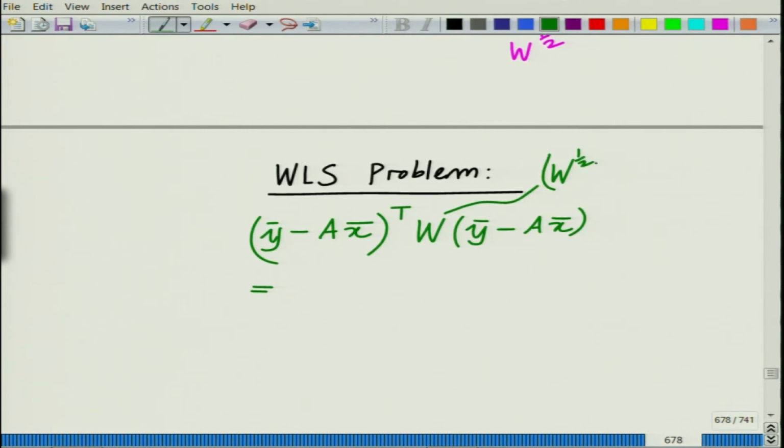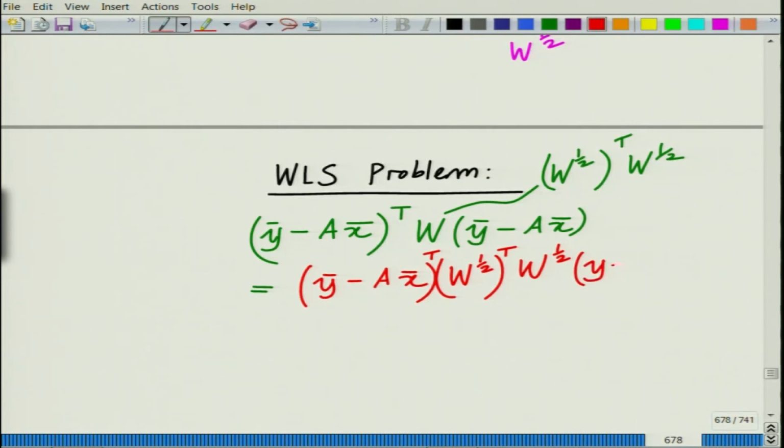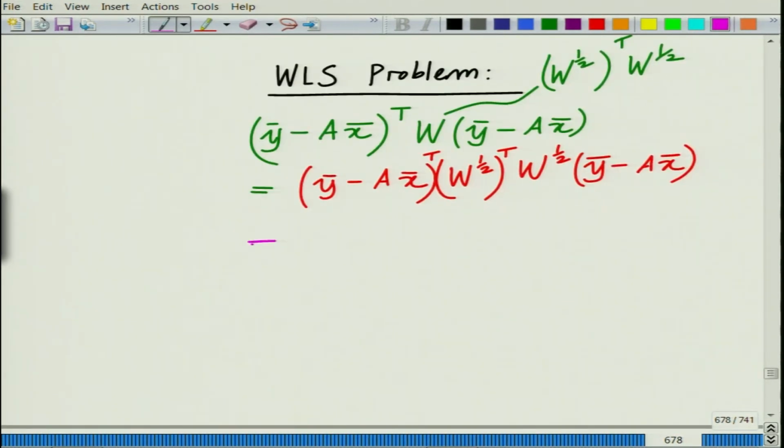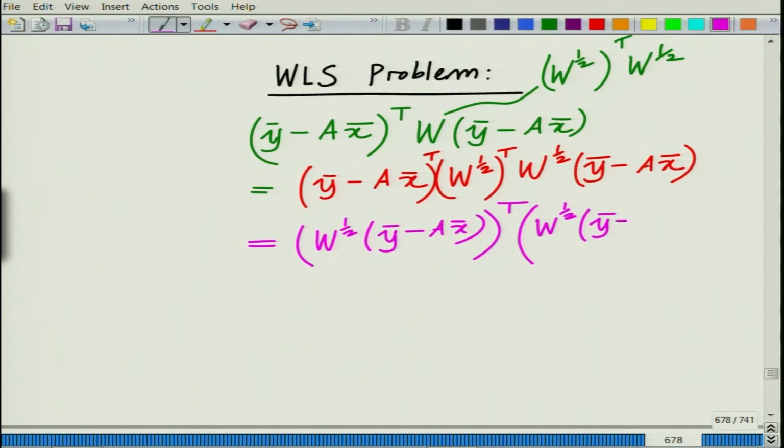This is W half transpose times W half, and therefore this is equal to y bar minus A x bar transpose times W half transpose times W half times y bar minus A x bar, which is equal to, now I can write this as W half y bar minus A x bar transpose times W half into y bar minus A x bar, which is, now you can see, essentially vector v bar transpose v bar, which is norm v bar square.